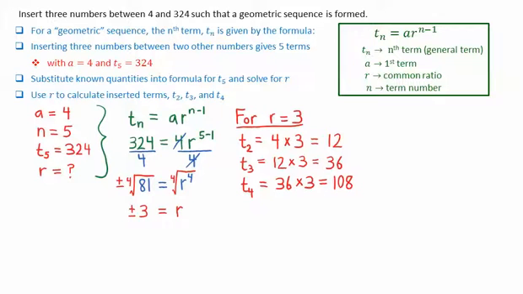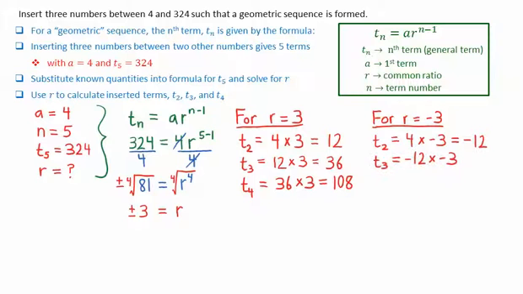Repeating this process for r equals negative 3, the second term equals 4 times negative 3, which is negative 12. The third term is negative 12 times negative 3. This results in, again, positive 36. And the fourth term, 36 times negative 3, negative 108.